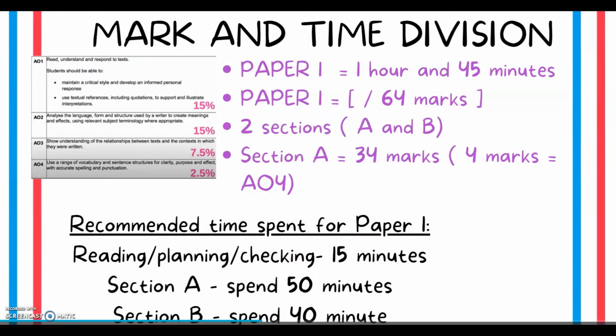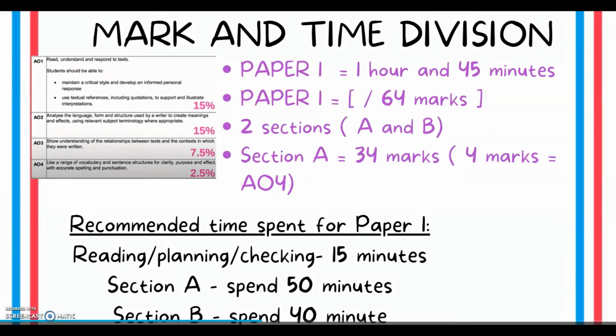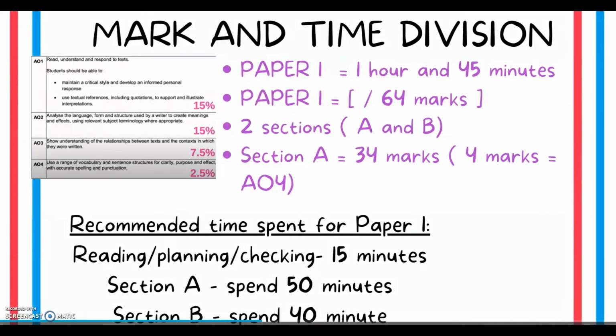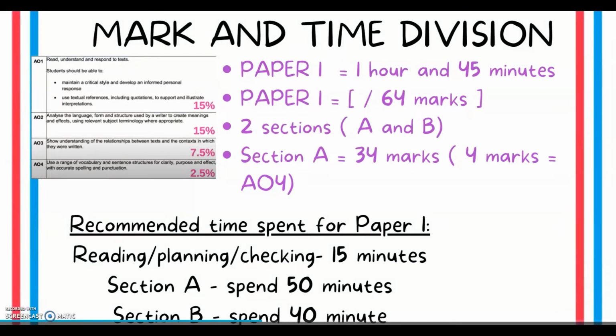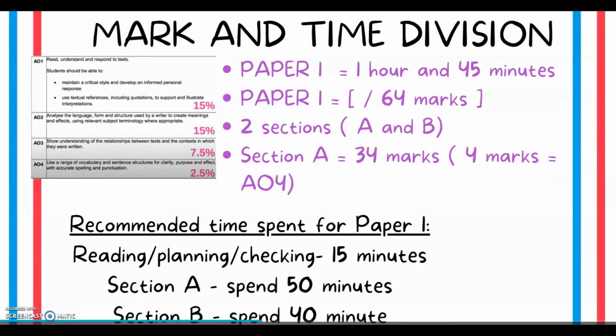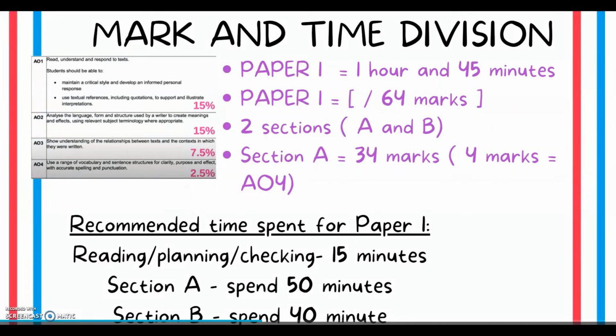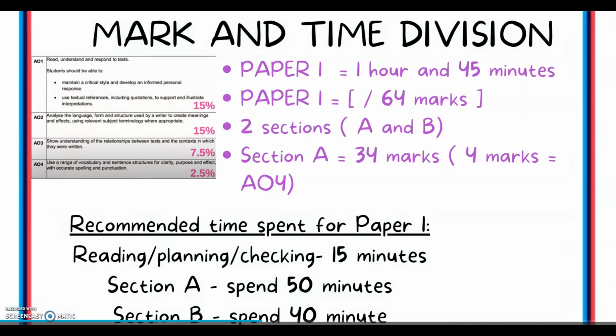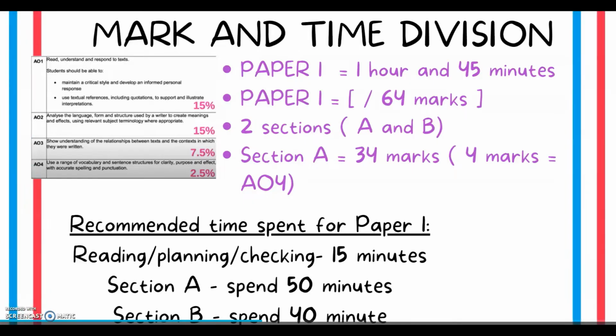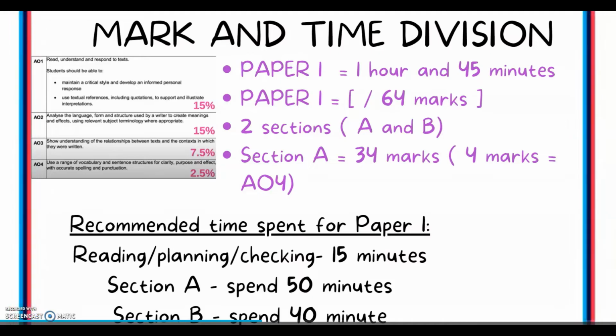Now, I have some recommended time spending tips at the bottom, and it's not something you necessarily need to do. However, it is a good idea. So for reading, planning and checking, I would suggest 15 minutes. For Section A, I would suggest 50 minutes, and Section B, I would suggest 40 minutes. And why you should spend an extra 10 minutes on Section A, I think for checking, for making sure it's a high level of accuracy, and after all, you're getting an extra 4 marks for AO4, so you might as well try and get them.